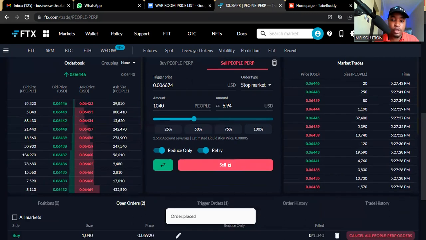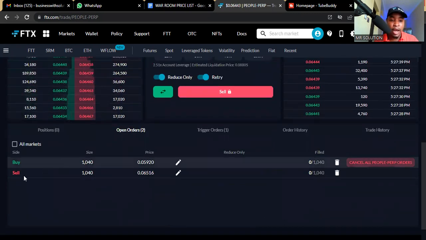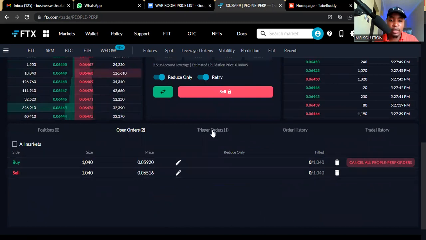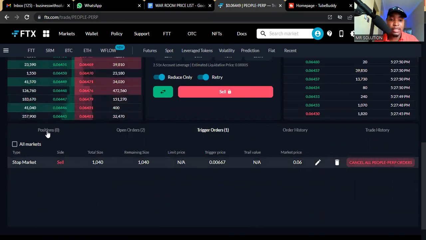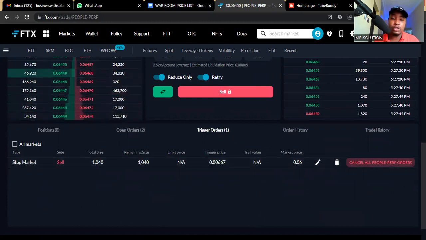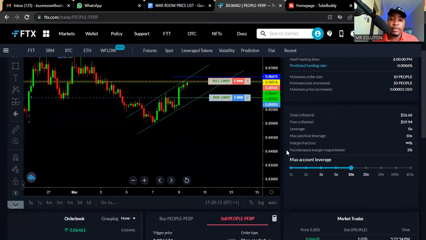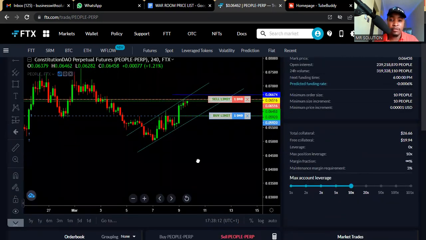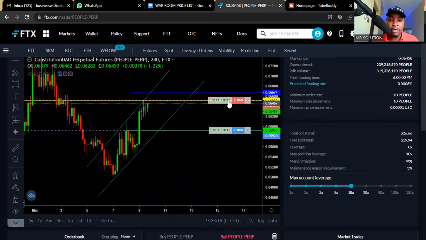So if you scroll down, you see the different orders I have. I have my buy, I have my sell. Then the trigger means my stop loss. So this is my stop loss. So this, guys, is how you place your orders and how you short on FTX. If I scroll up, you see these various values I have. This is my entry, my sell limits, my take profits, and then the stop loss is still there.